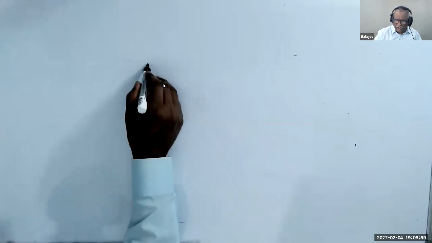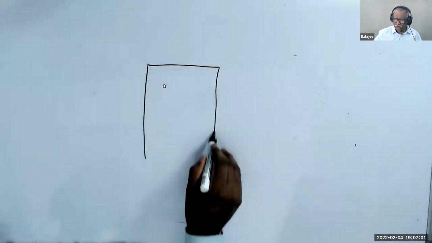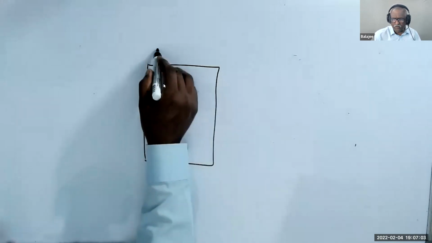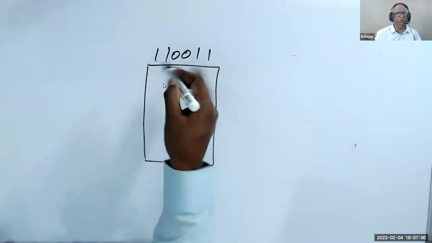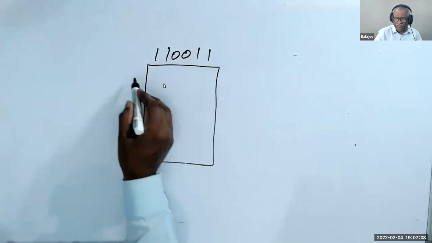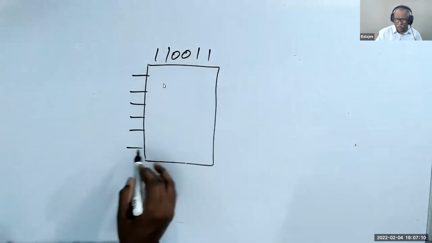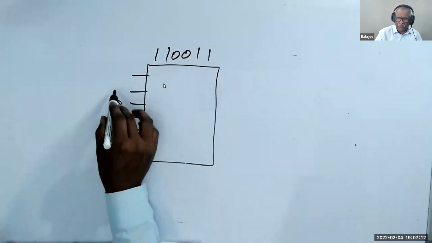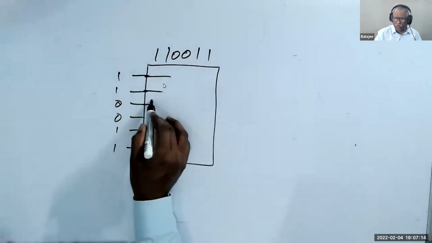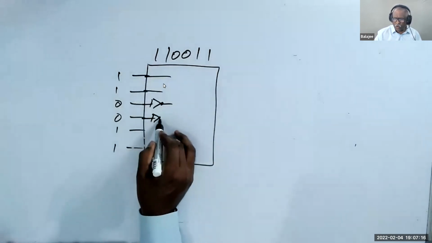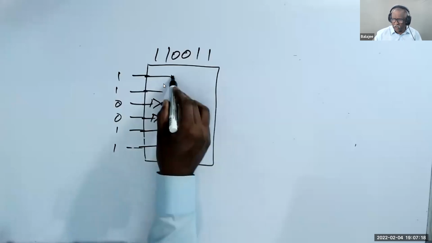Combinational logic is very simple. I have a block, and I have a name in binary word. So 1101 means 4 inputs, 11001 means 5 inputs, 110011 means 6 inputs. That's all. If you know that, you're done.